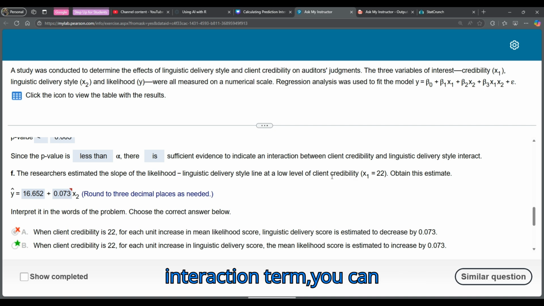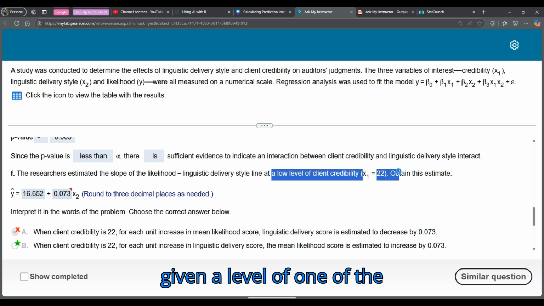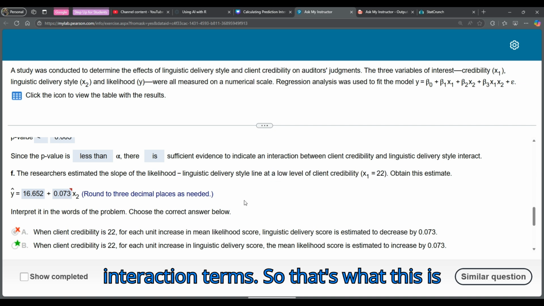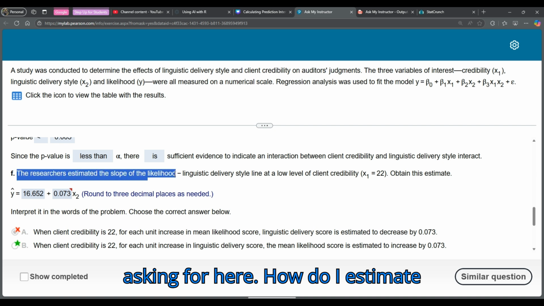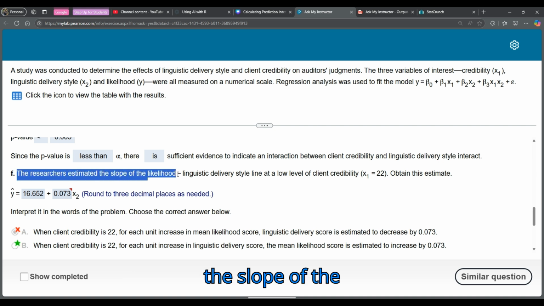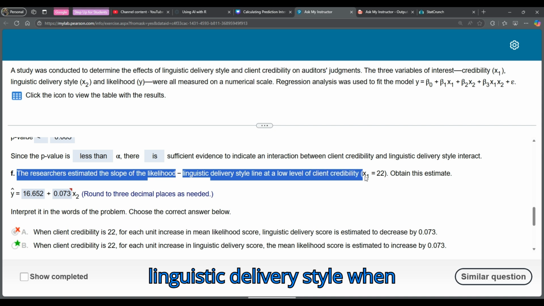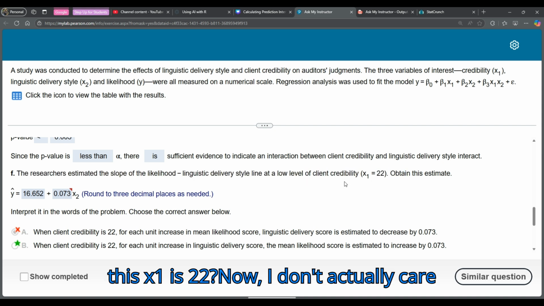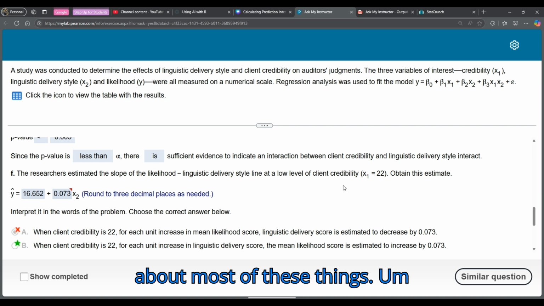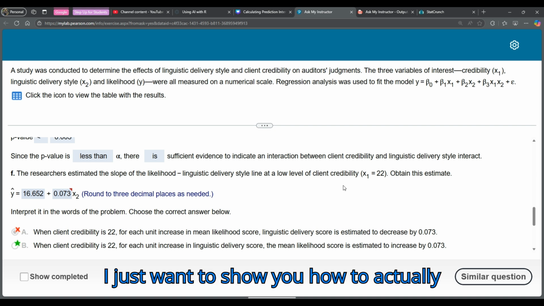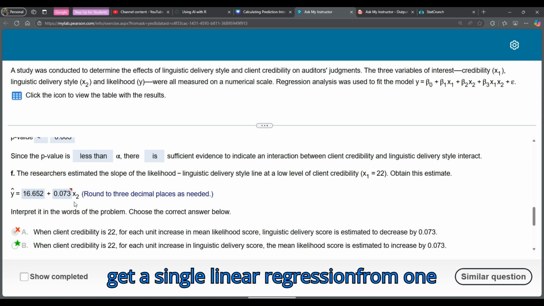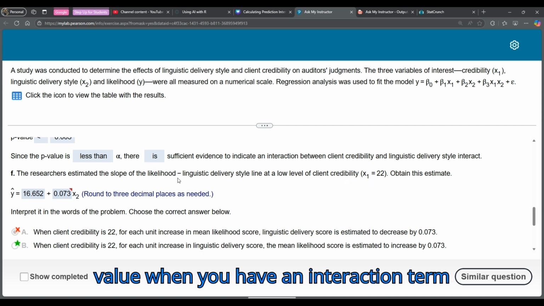With an interaction term, you can generate a single linear regression equation given a level of one of the interaction terms. So that's what this is asking for here. How do I estimate the slope of the linguistic delivery style when this x1 is 22? Now, I don't actually care about most of these things. I just want to show you how to actually get a single linear regression from one value when you have an interaction term like this.